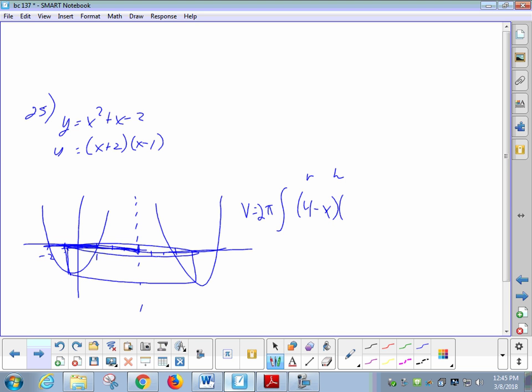So does it go from 1? So 0. Oh, the limit? Negative 2 to 1. It's the original region. Okay. And 0 minus, don't forget to make your height positive. Otherwise, you'll get a negative volume.